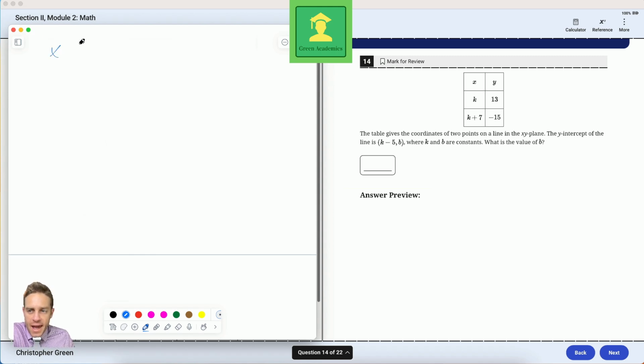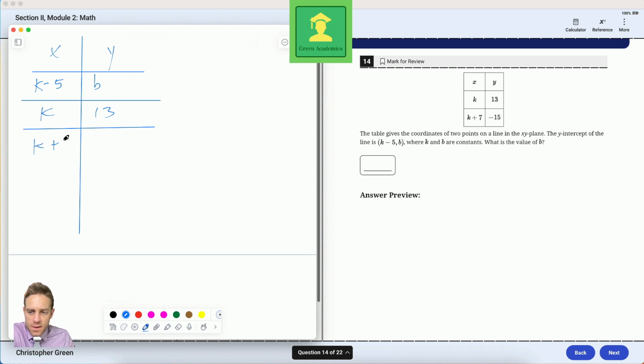So I'm actually going to add in the third one. I'm going to add in the one that it gives as the y-intercept, which is that x is k minus 5 when y is b. So you have this, and then this, and then this. So I'm going to say that the slope of the line that conjoins these 2 points is the same as the slope of the line that conjoins these 2 points using the slope formula.